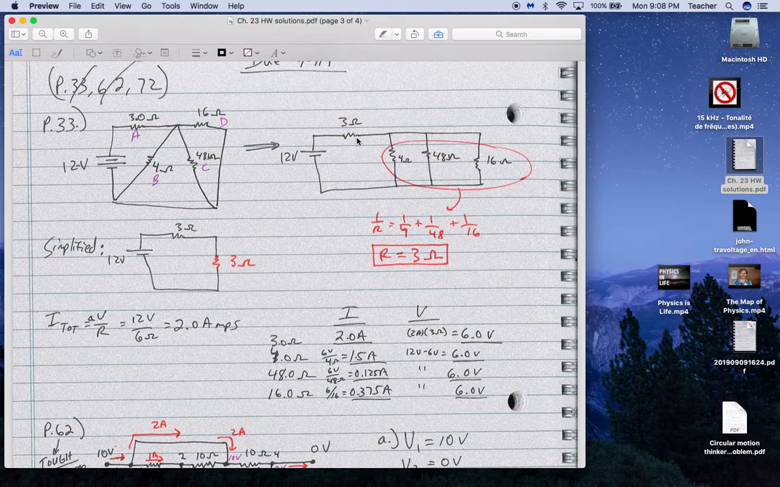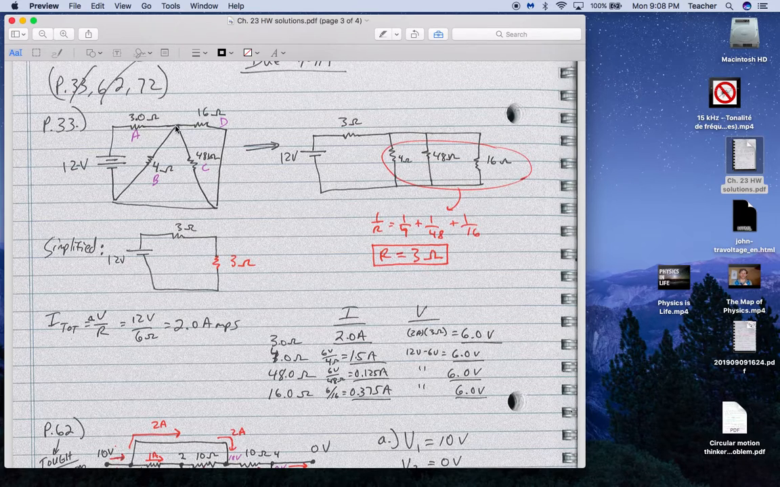So I can redraw it like this: 3 ohms in front before the current splits, then 4, 48, and 16. So these 3 branches come out to 3 total ohms. So my simplified circuit looks like this. So I have 2 amps, and so therefore I've got 2 amps and 6 volts across the 3 ohm resistor here.